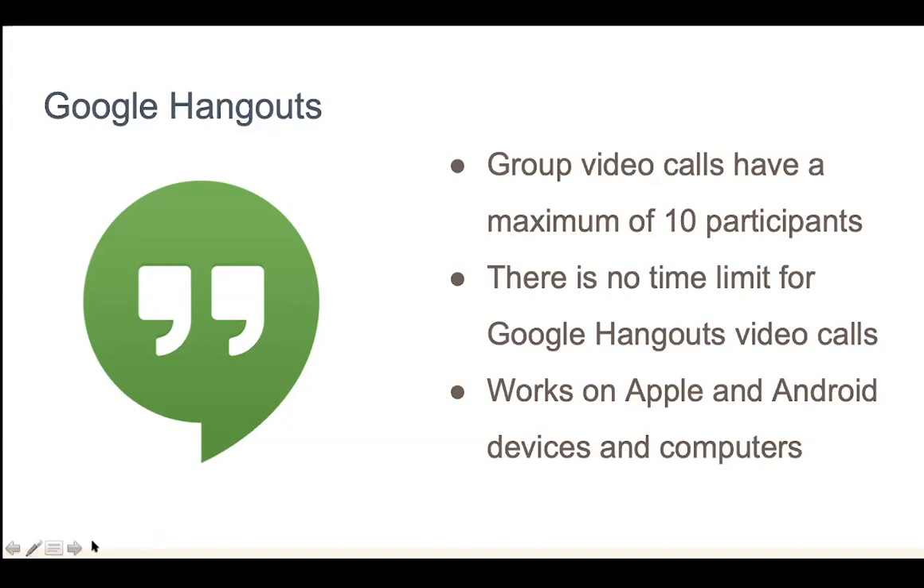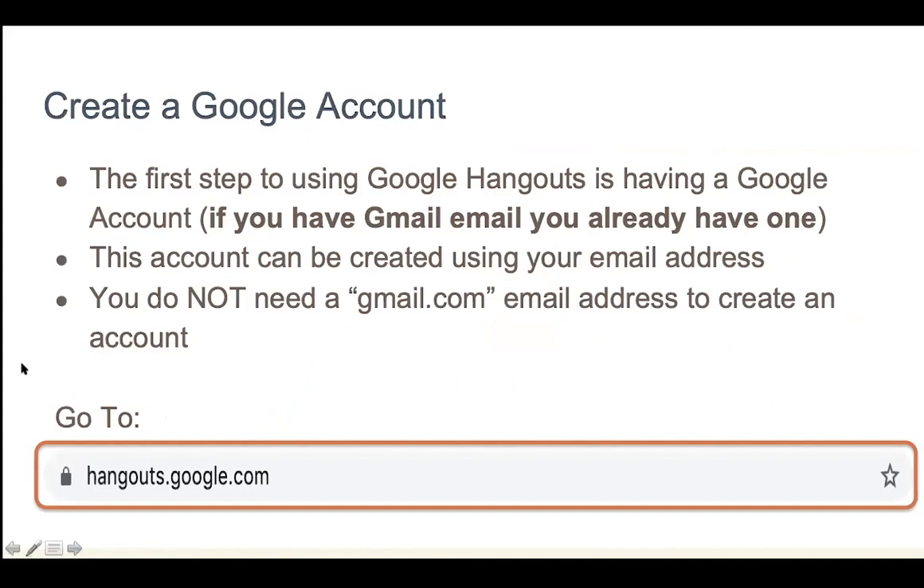So this is what we'll be jumping more into right now. The first step to using Google Hangouts is you need to create a Google account. Now, if you already have an email account that is a Gmail account, you already have a Google account, and you can access all of Google's products through that. So if you have a Gmail account, don't worry about this part. If you don't, an account can be created using your existing email, so you don't have to create a Gmail account. You can use any email you have to create this Google account.